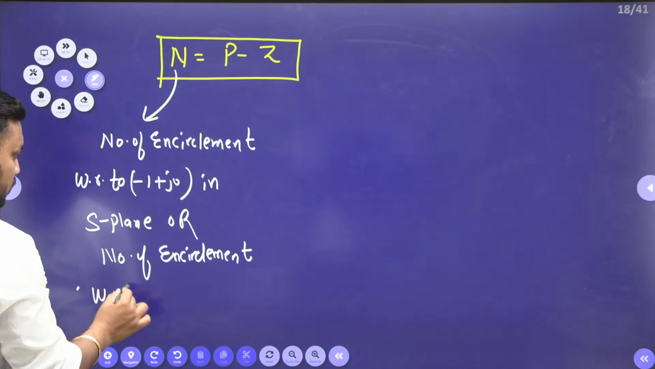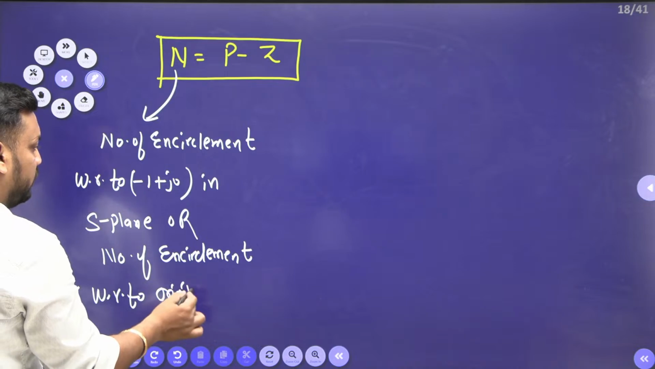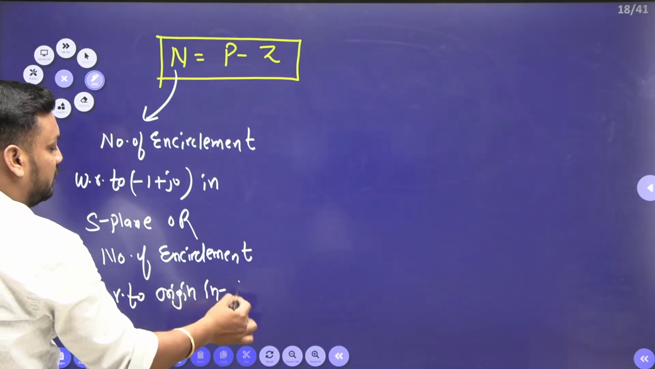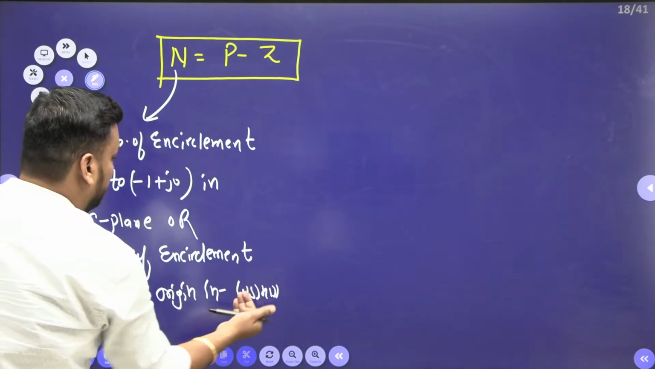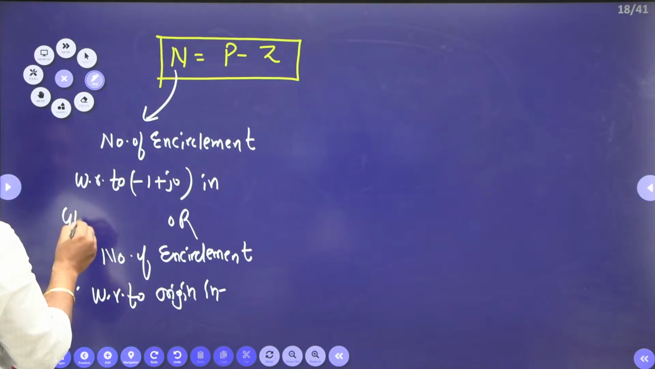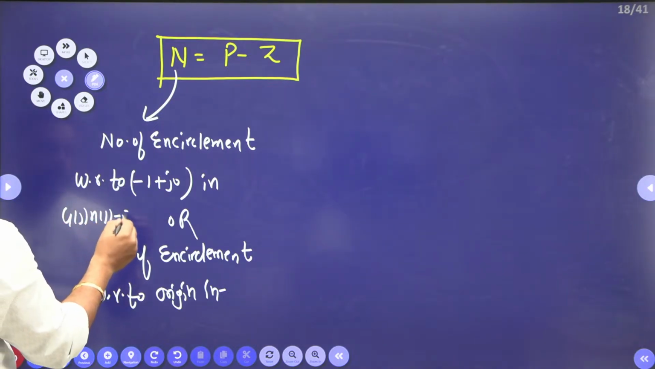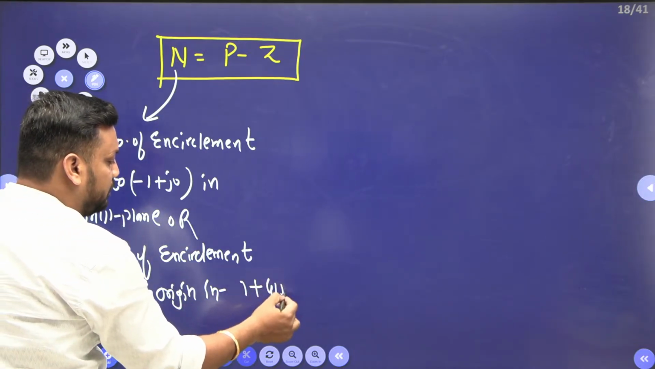or the number of encirclements with respect to the origin in the GSHS plane. Here it is not the S plane, here it is the GSHS plane actually, 1 plus GSHS plane, because we are making a polar plot.